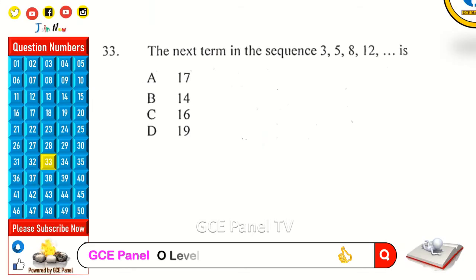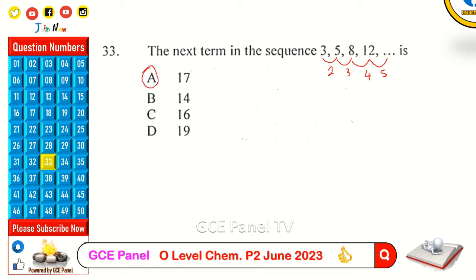Question 33. The next term in this sequence: from 3 to 5, they have added 2. From 5 to 8, they have added 3. From 8 to 12, they have added 4. So what are they going to add? To have the next number, you already know that they're going to add 5. So 12 plus 5, what does that give us? 17. So the next term is 17.